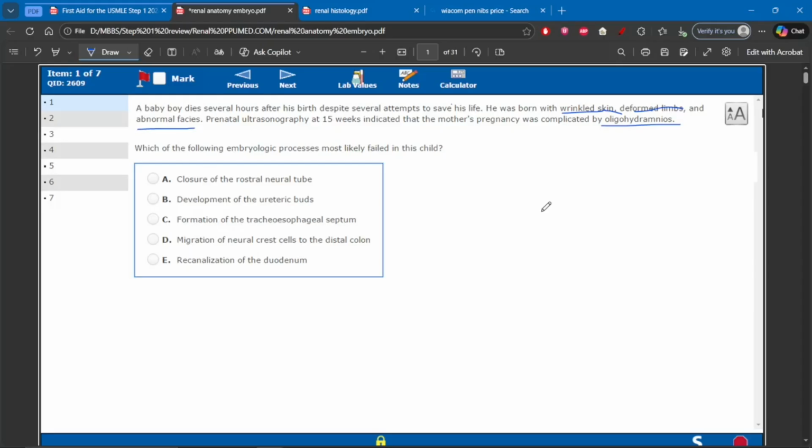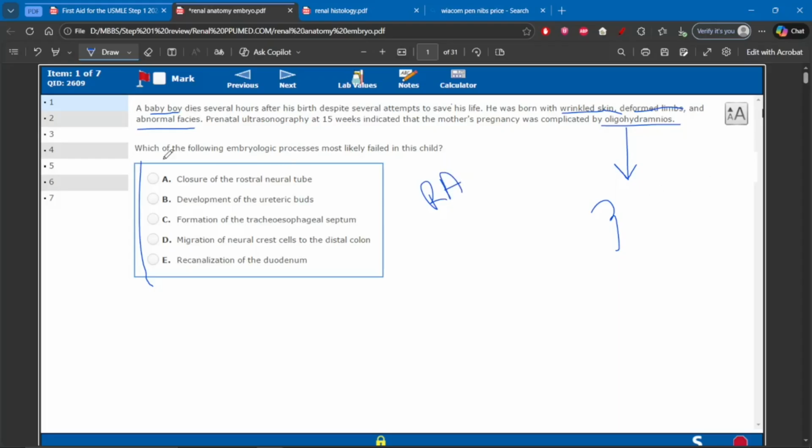So, we said that there are three reasons for oligohydramnios, right? We studied there are three reasons. The first reason being placental insufficiency, the second reason being any obstruction in the pathway of urine, any urethral obstruction. This is a baby boy, so then maybe posterior urethral valves. Now, both of these reasons are not in the options. So then, obviously, the one reason that is left is the third reason that we studied, renal agenesis. So, renal agenesis is the reason for this patient's oligohydramnios.